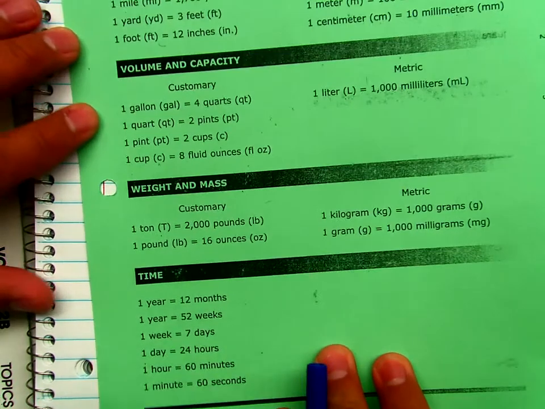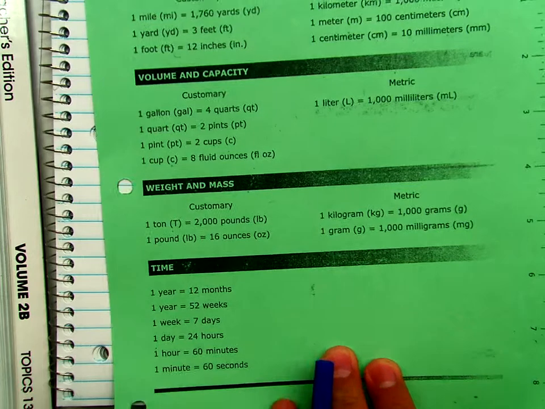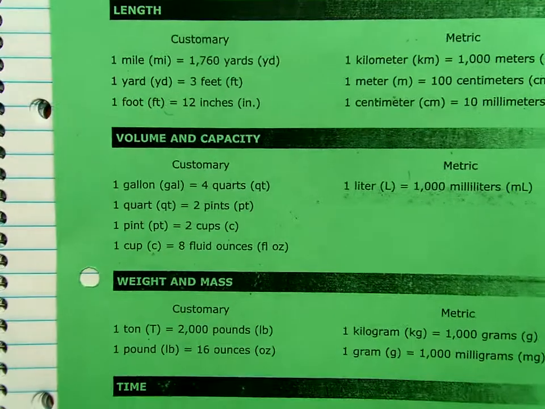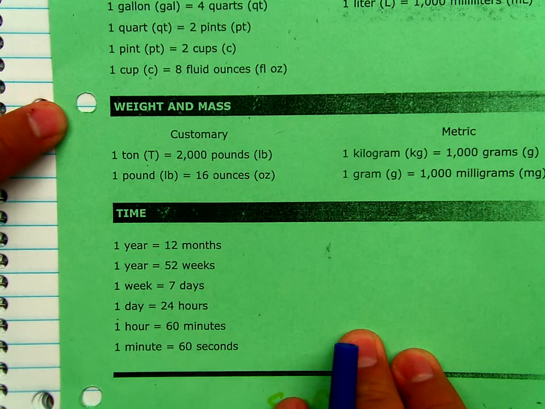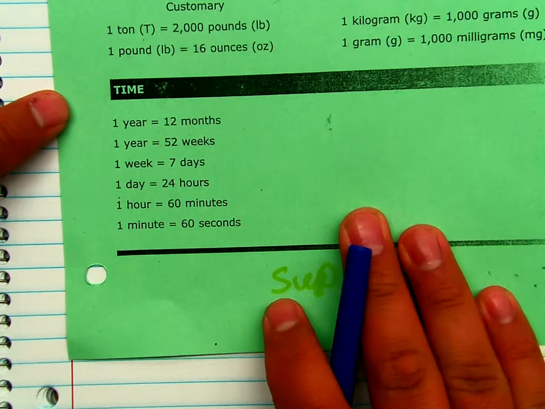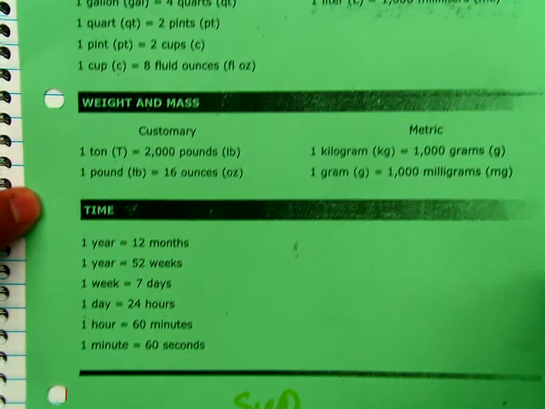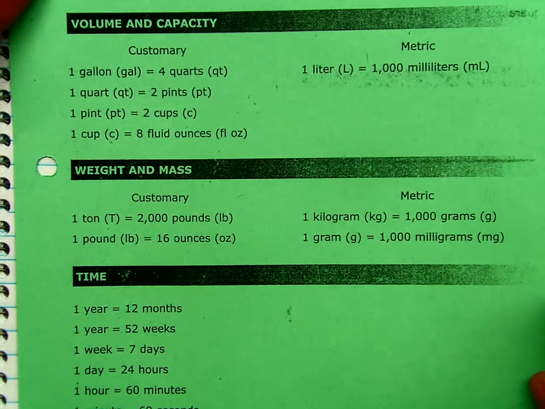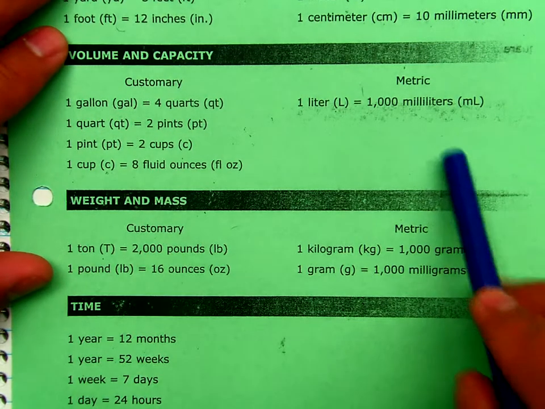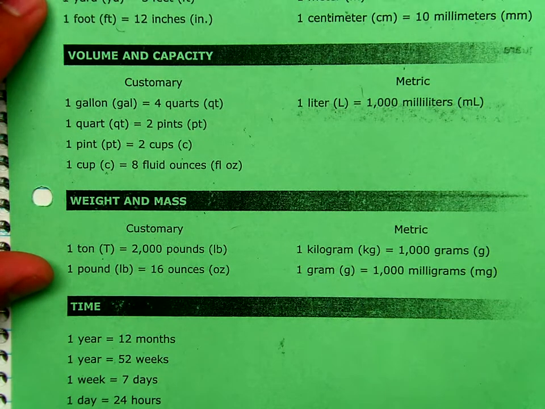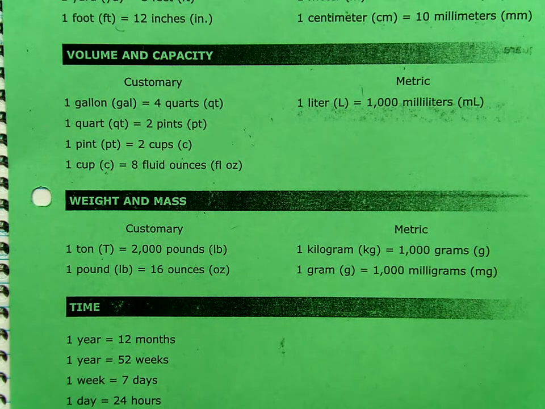So today we're going to be learning about conversions, and I will show you the materials we have. Every student gets one of these. This is our chart that shows all of our conversions, customary and metric, for length, volume and capacity, weight and mass, and time. So far we've covered length, volume and capacity, weight and mass, all in customary, and I think we're up to volume and capacity in metric. Probably cover that tomorrow.